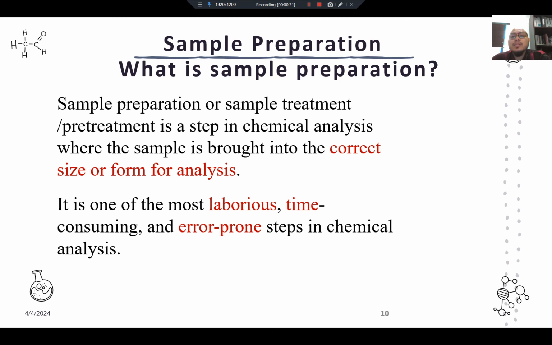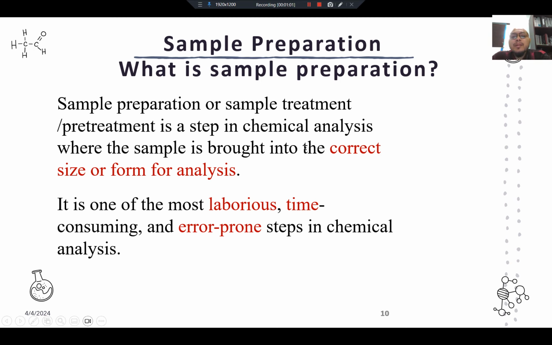For example, if we receive the sample in the form of powder, we need to prepare it in the form of liquid, so we need to bring it into the correct form. Or, let's say the size is too huge: they give you about 1,000 liters or 100 liters of sample, but you only require a few milliliters. How do you prepare it into the correct size?